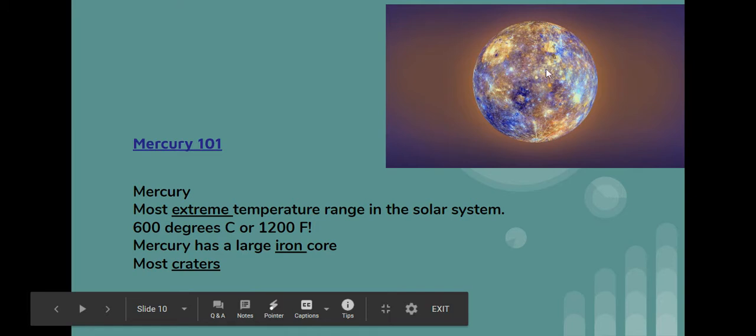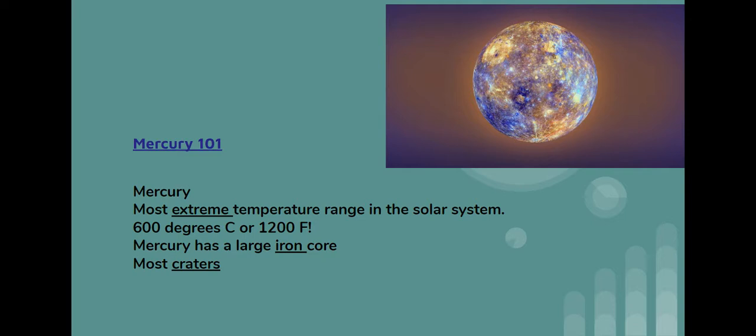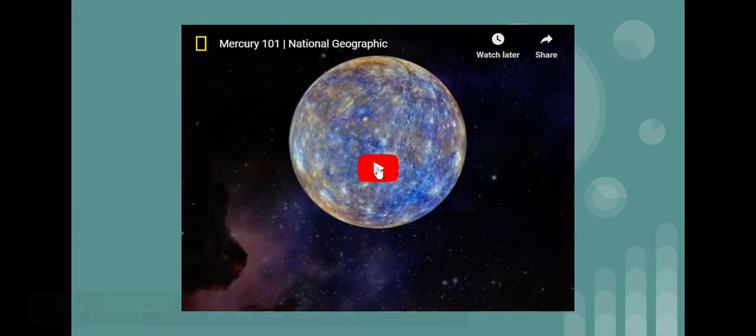So the temperature range is 600 degrees. Mercury has a large iron core and the most craters. Why does it have the most craters? Well, it has no atmosphere to burn up any of the objects coming at it. It's close to the sun, so the gravitational pull of the sun is going to bring in objects towards it, like comets might get brought in. And when something strikes Mercury, that mark is there forever, because there's nothing to erode it away. So it is filled with marks. So let's take a look at Mercury.